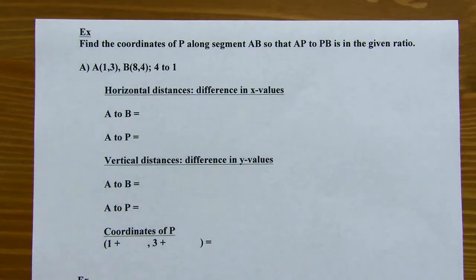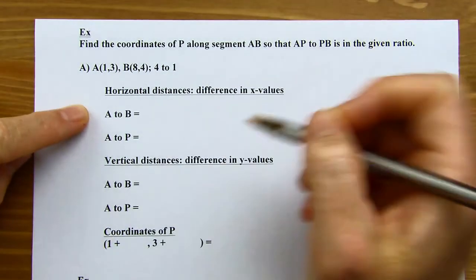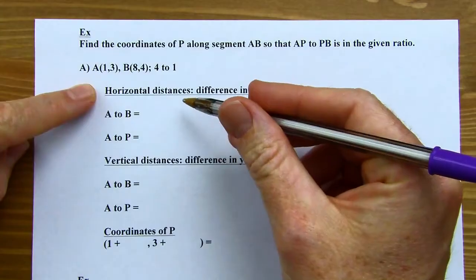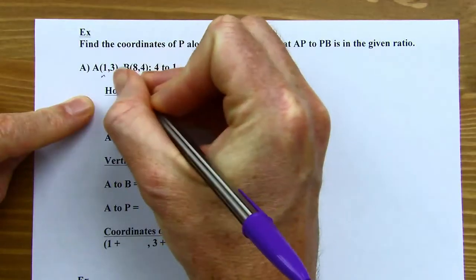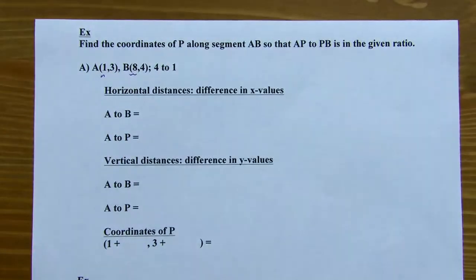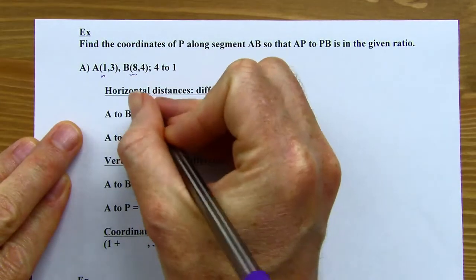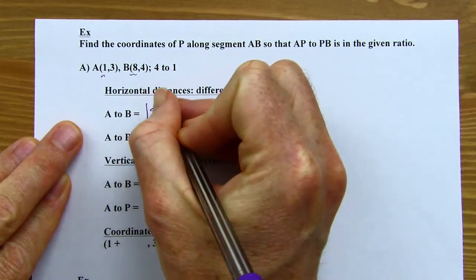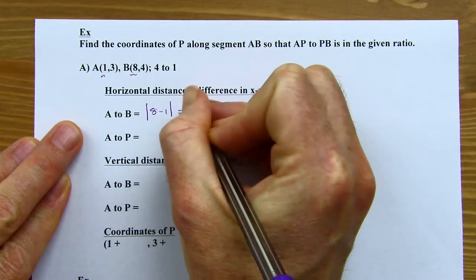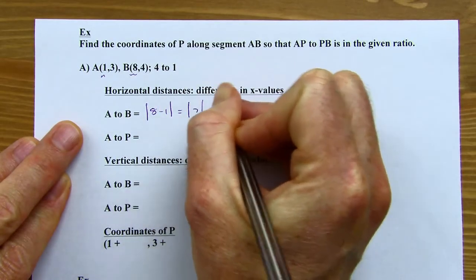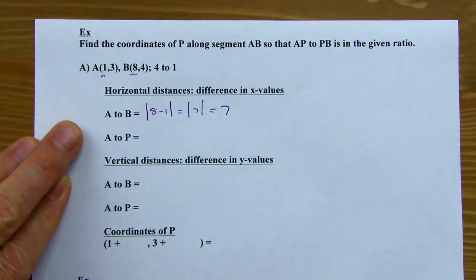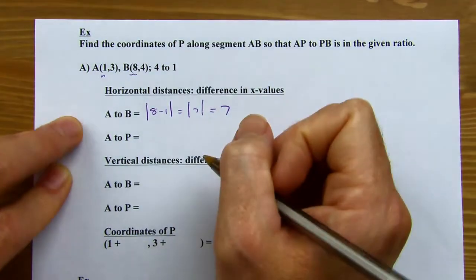So, A to B, we're talking about the horizontal distances here. I'm looking at the distance from 1 to 8. The distance from 1 to 8 is 7. So you don't have to write out that calculation if you just want to do that in your head.